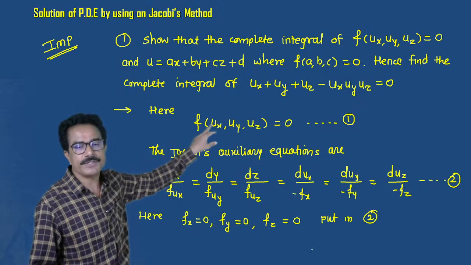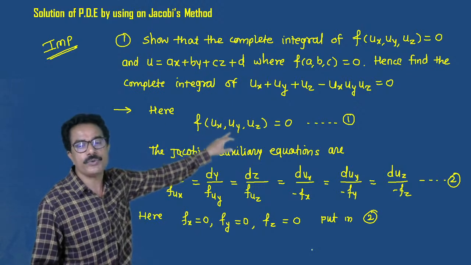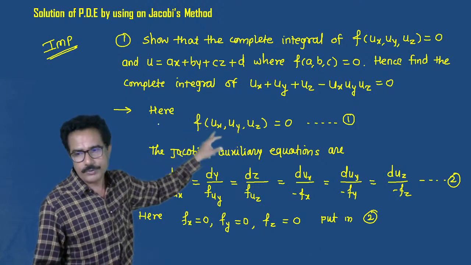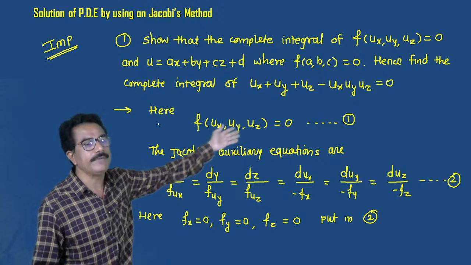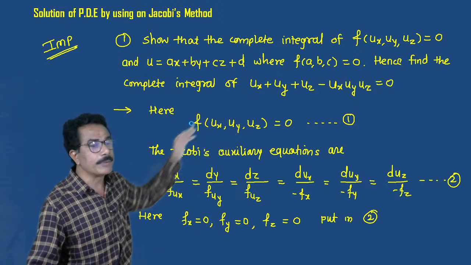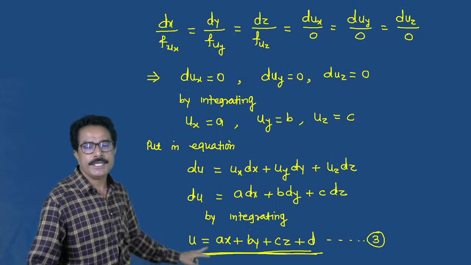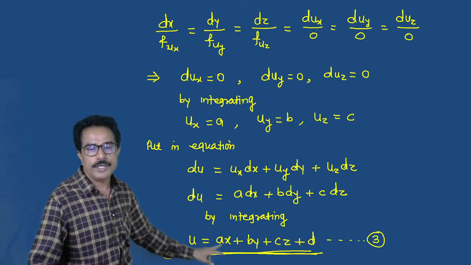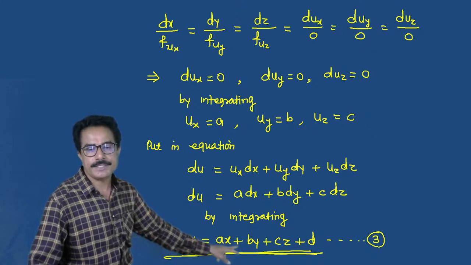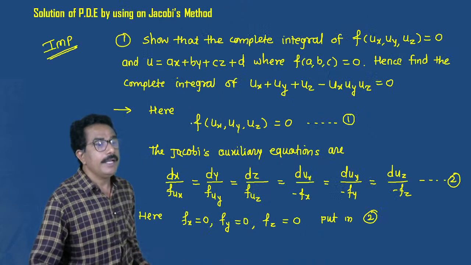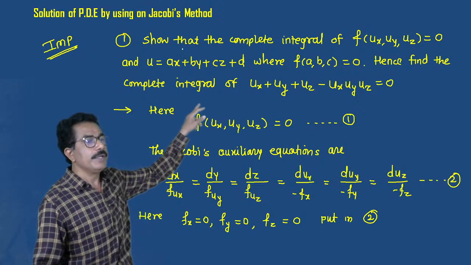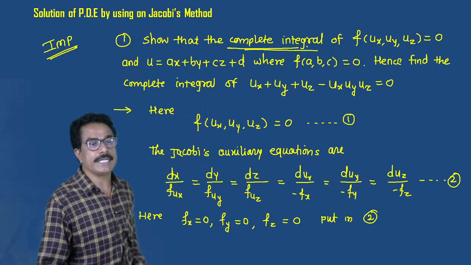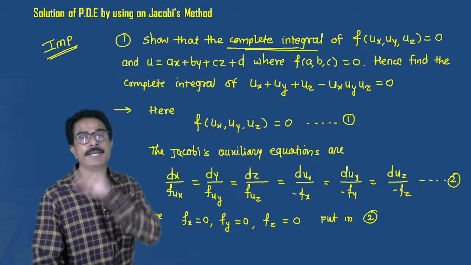If the partial differential equation is of the form f of ux, uy, uz equal to 0, then we have proved its solution is in this way: u is equal to ax plus by plus cz plus d. What else do we have to prove? Show that it is a complete integral. It is a complete integral.